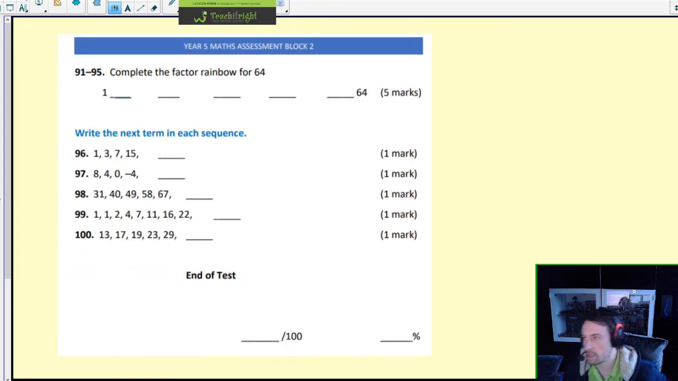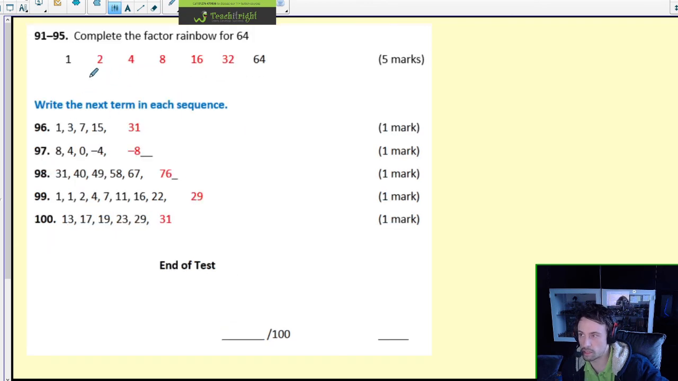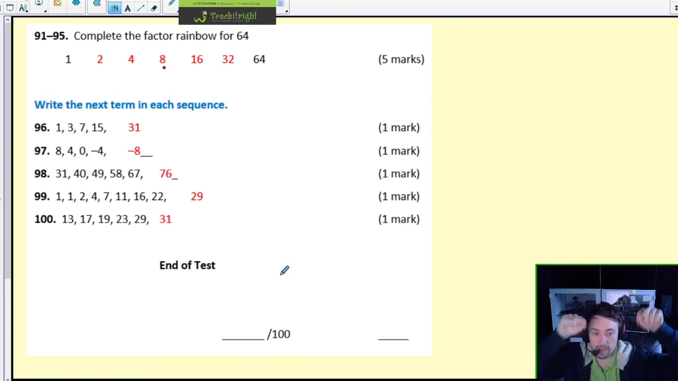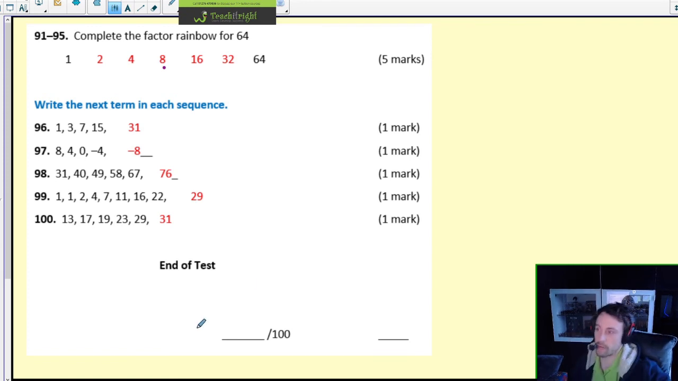Last page then. So complete the factor rainbow. So the factor rainbow is basically list the factor pairs. So 1 times 64 is 64. You'll have 2 times 32, 4 times 16, and 8 times 8. But remember I mentioned before, you don't list the same number twice. That's why 1 wasn't prime. So you only write the 8 in the middle just the once. And again, notice I worked out as pairs going towards the middle. That's by far the easiest way and prevents you from skipping any or missing any.